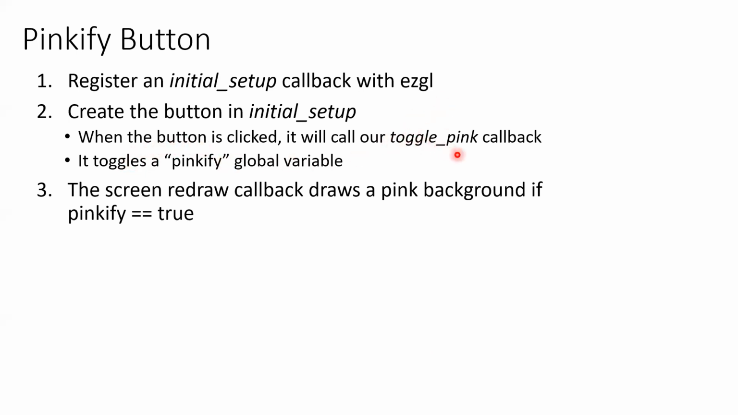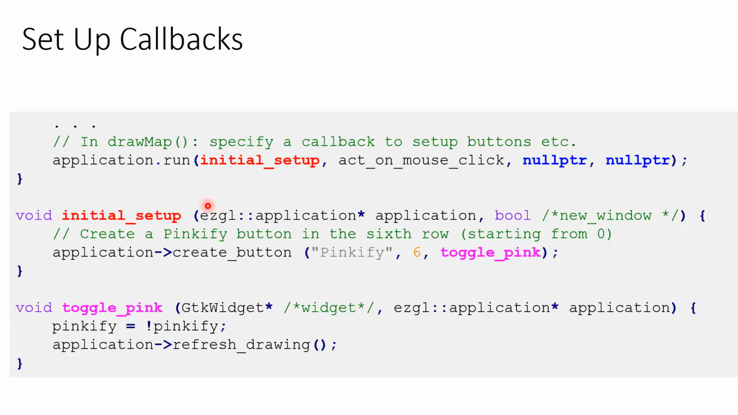Then we want to register another callback function in the initial setup for this button. So it's called when the button is clicked, and we will call it toggle pink, which will toggle a Pinkify global variable, and your redraw function will check the Pinkify global variable to see whether we're drawing this map in pink or in white. Does that make sense?